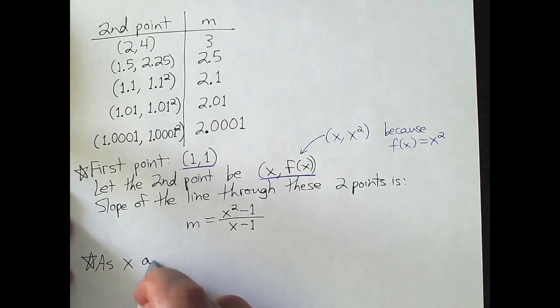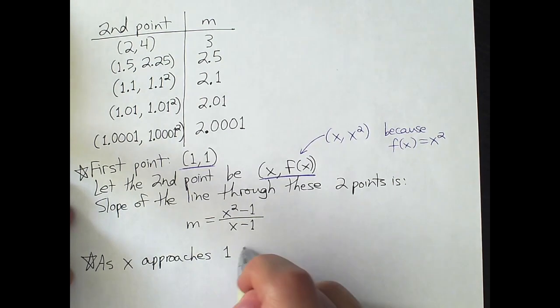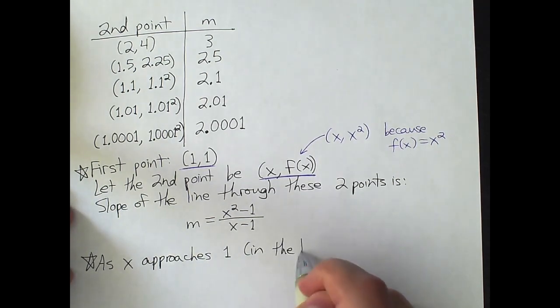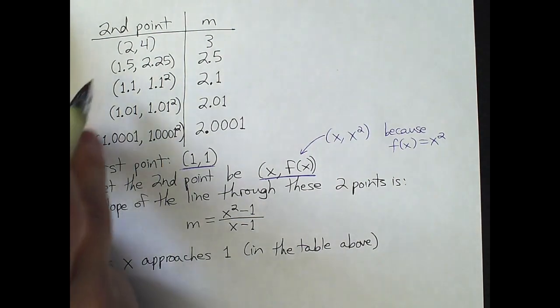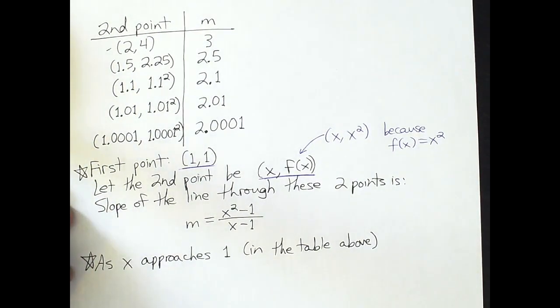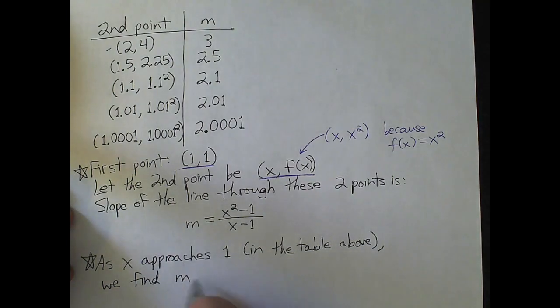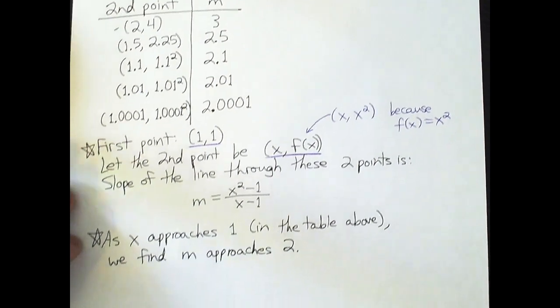As x approaches 1 in the table above, we let the x-coordinate get closer and closer and closer to 1, right? We started with 2, then 1.5, 1.1. It got closer and closer to 1. And as that happened, we find m approaches 2. The answer that we got became closer and closer to 2.